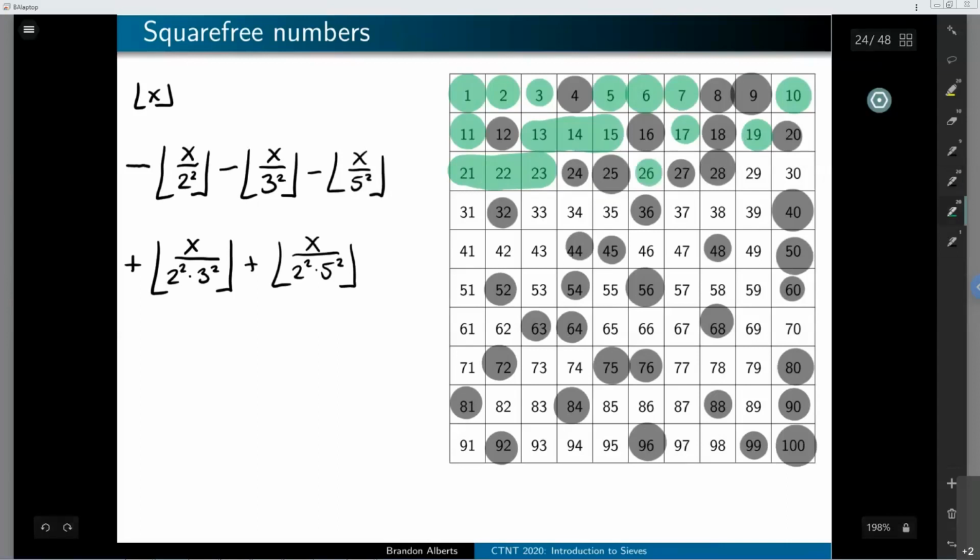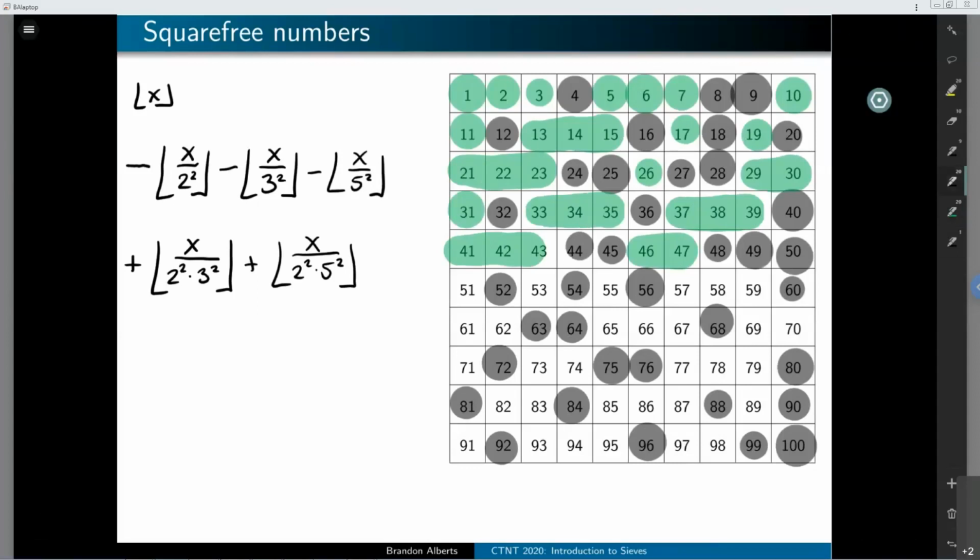And then we keep going all the way up until the next square. The next square is 36, but the multiples of 36 are already removed because 36 is a multiple of 4. So we keep going up until the next square. The next square is 49. And then we have to remove all multiples of 49. So I'll throw this in up here. This is minus x over 7 squared. The only other multiple of 49 that's below 100 is 98.